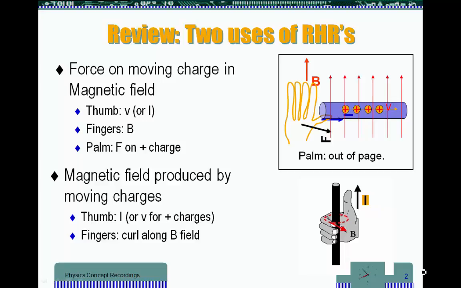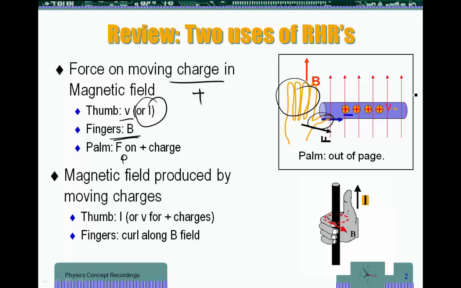Let's start with a review of the right-hand rule. Whenever we have a moving positive charge, we use the thumb for the velocity of the positive charge or for the direction of the current. The fingers go along the direction of B, then the force is the way the palm is going to push. Now, if it is a negative charge, we use the opposite direction than the direction of V.